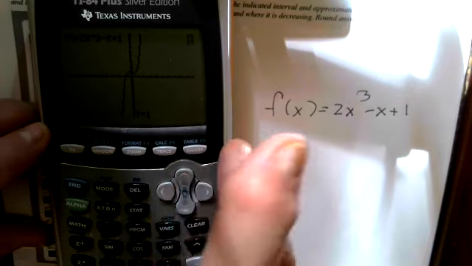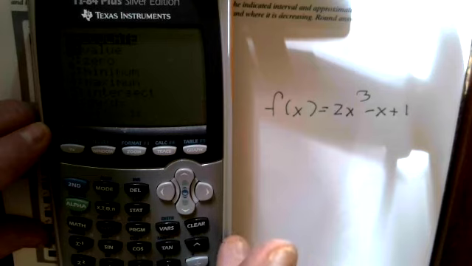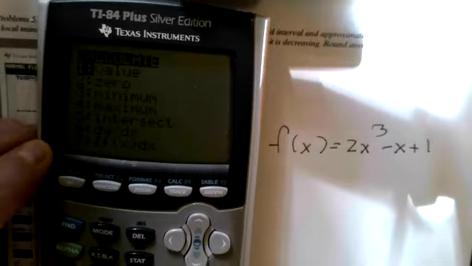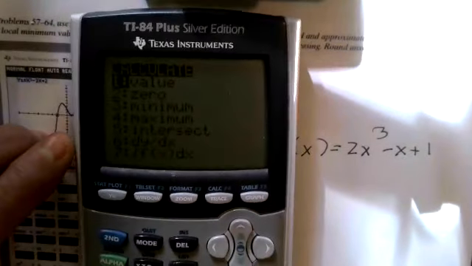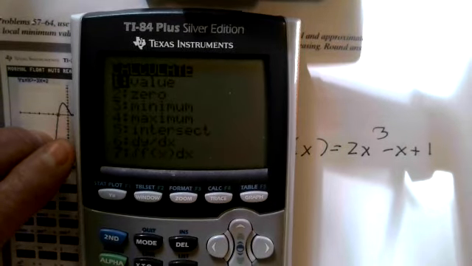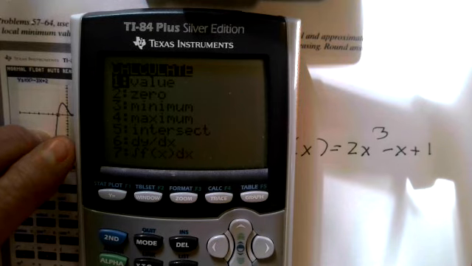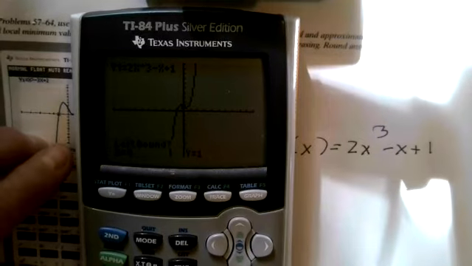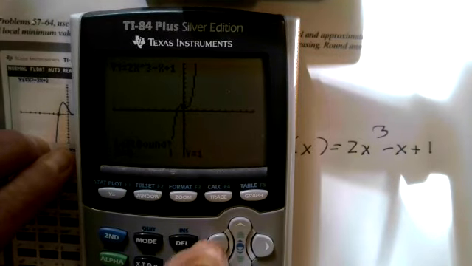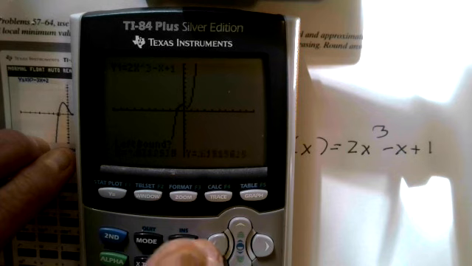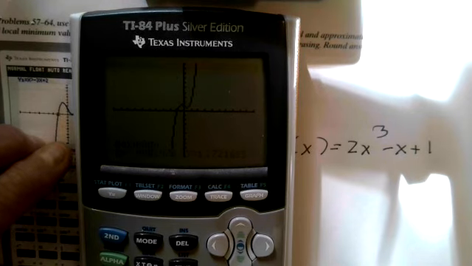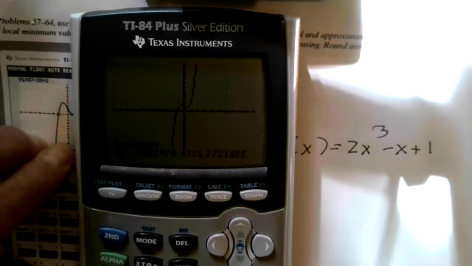But if I go second function calc, it has a minimum and maximum button. It's really dark right now. So we could press maximum. Let's do the maximum first. What it's going to want us to do is position ourselves near that local max and go to the left of it, and then go to the right of it, and then press enter. And it's going to give us the maximum value there.